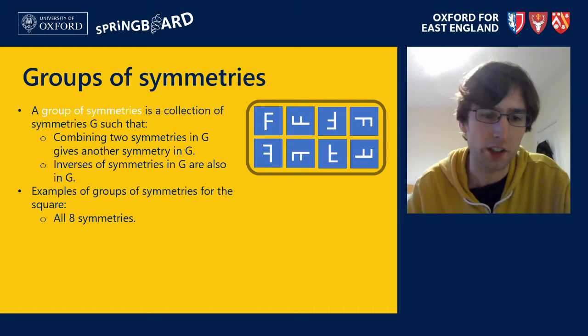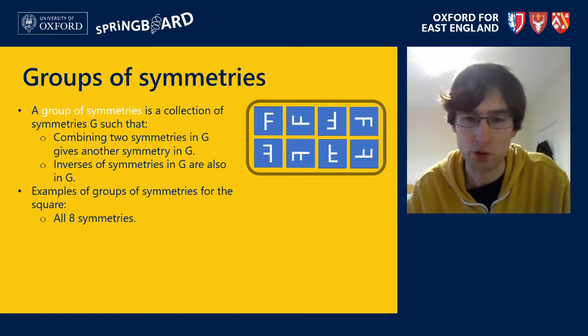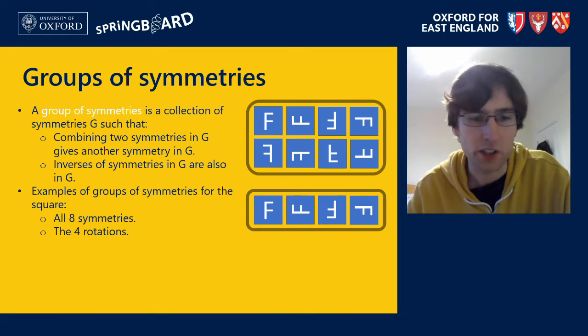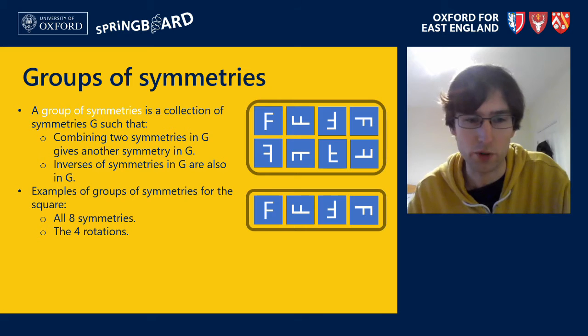Well, we could certainly take all 8 symmetries of the square. This is always true. If you take all of the symmetries of a shape, then that will be a group of symmetries. Or we could just take the 4 rotations. Certainly combining rotations gives you another rotation.